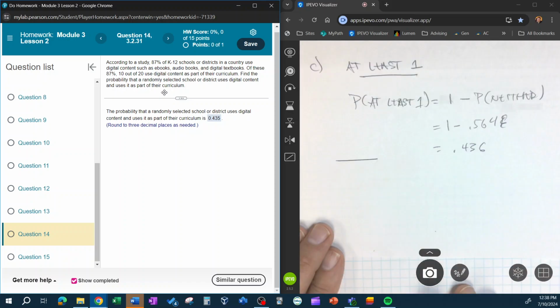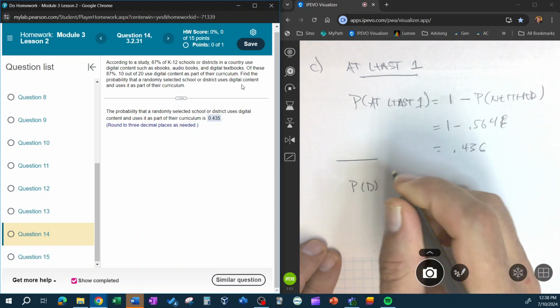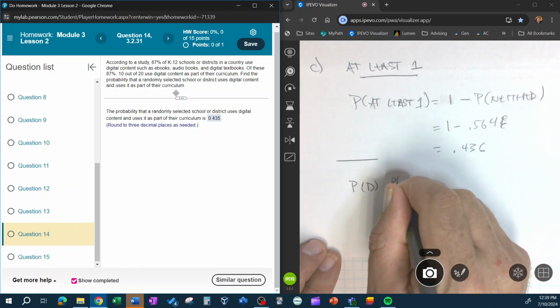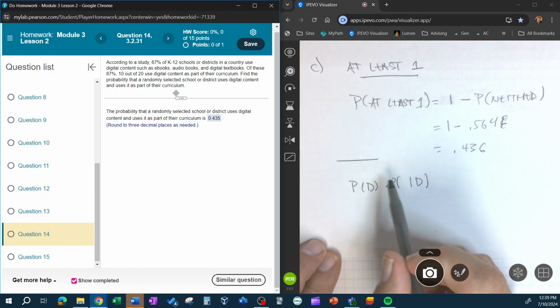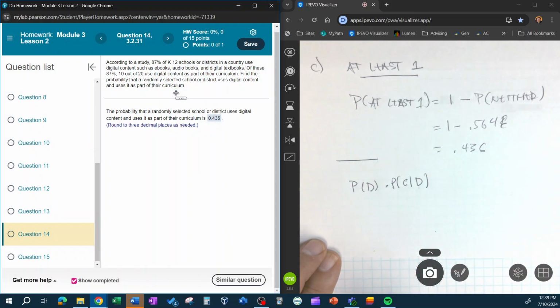So let's see if I can fit this up here. So this is, what's the problem? Again, read the problem. I know I kind of run through these, but always say, find the probability. What is it that I'm looking for? It says the probability of what? That a randomly selected school or district uses digital content, all right, and it uses it as part of their curriculum, all right? So that's going to be, given that they use digital content, do they use it as part of the curriculum, all right?